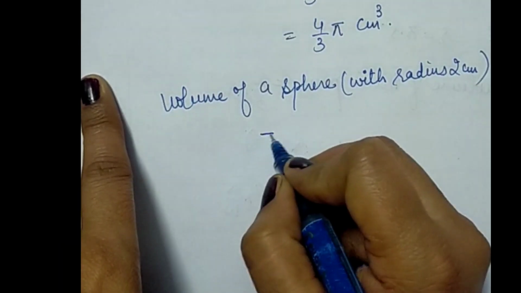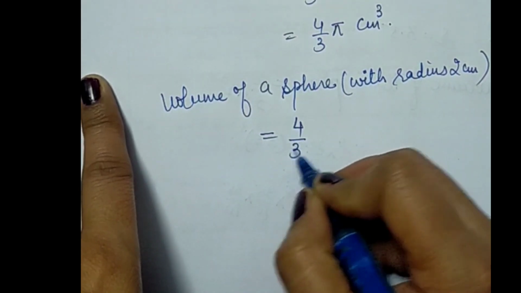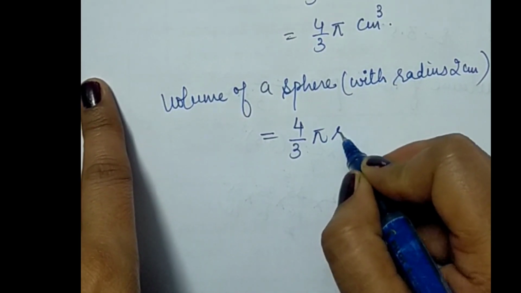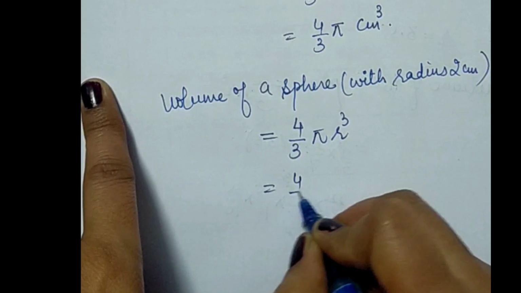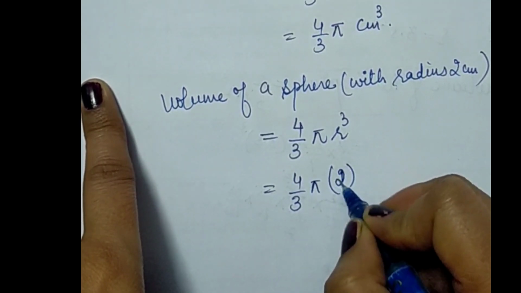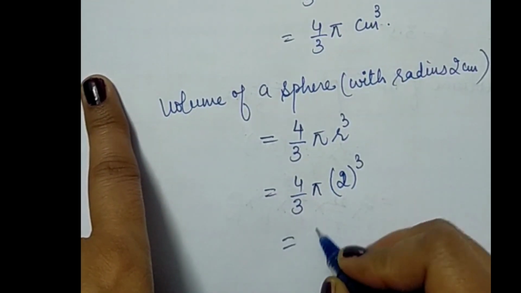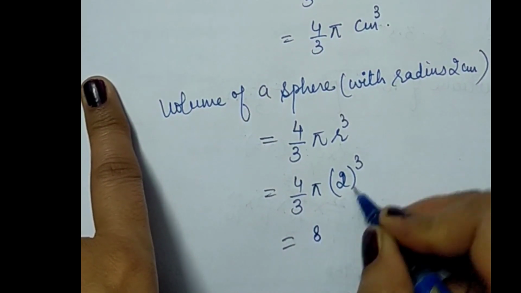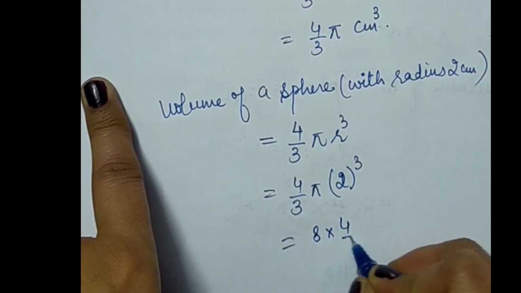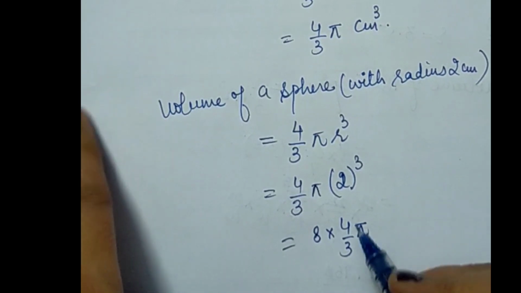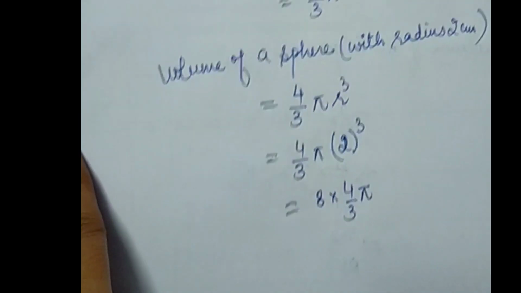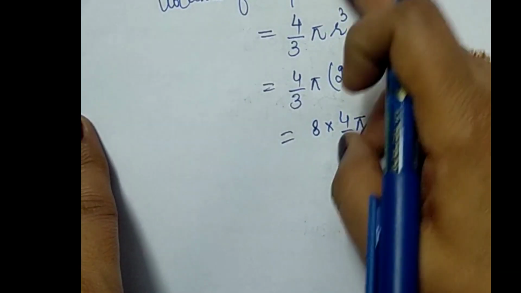And the formula is 4 by 3 pi r cube. And r is given to be 2. So I am placing it here only. Now 2 2s are 4, 2 4s are 8. I am multiplying only 2 cube. Rest I am writing as such. I have to find out the ratio. I am going to cancel it out.